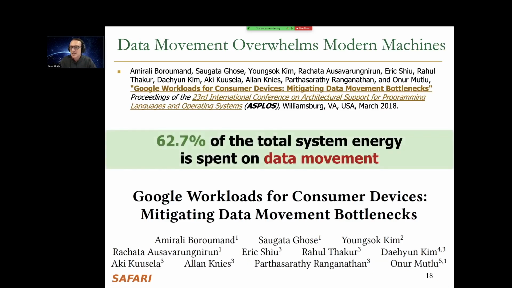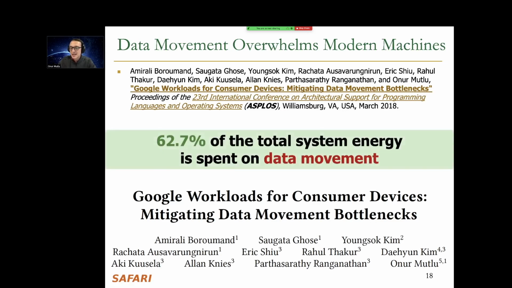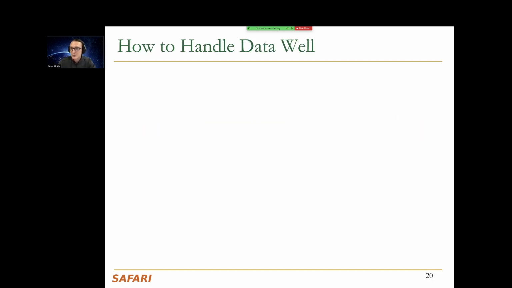I'm going to talk about this paper in a little bit later on. But we've shown that on these workloads that I showed you in this picture, more than 60% of the entire system energy on a mobile system is spent on data movement today. So my axiom going forward will be that if we want to design intelligent architectures that behave intelligently, we should really start from handling data well, because data is going to be at the core of the intelligent functions that we put into the devices going into the future.